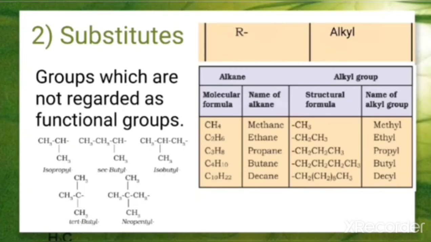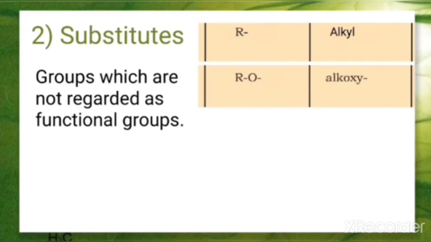Even the substituents can also be an alkoxy group. Now what is alkoxy? R, as I told you, represents the alkyl group and O represents oxygen. Together the word comes: alkoxy. Alkoxy is an alkyl group with one oxygen.